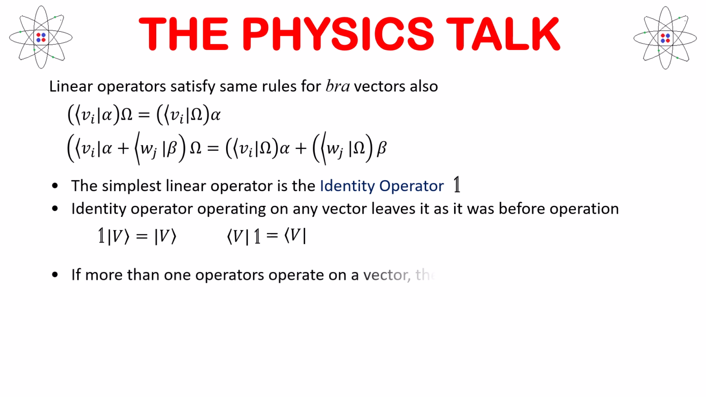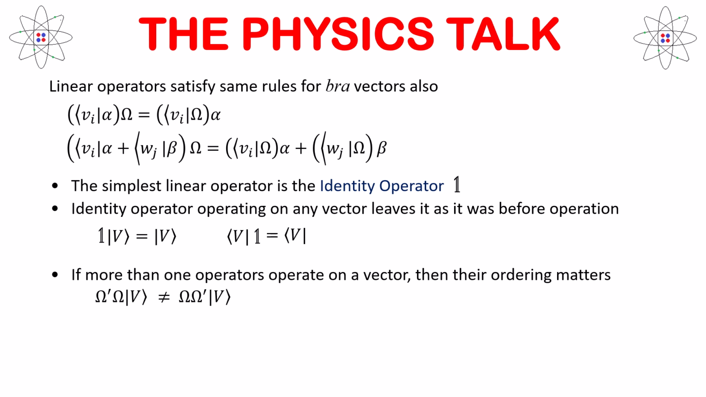If more than one operator successively operates on a vector, then their ordering matters. Say ket v is successively operated on by omega and omega prime. Alternatively, ket v is first operated on by omega prime and then omega. Results in both cases are usually different.